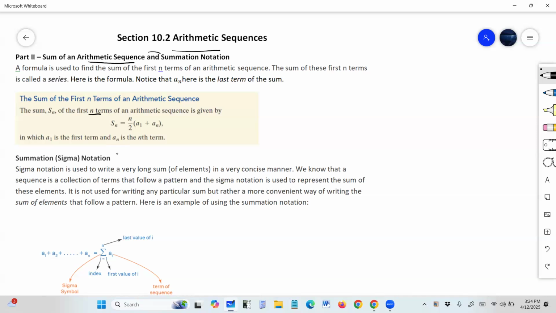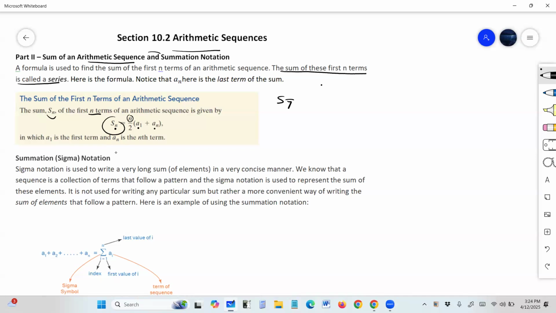So when we are dealing with the sum of the first n terms, we usually call that a series. So there's a formula for the sum of the first n terms of an arithmetic sequence, and this is the formula. Whatever term that you want to stop at, so let's say, for example, at 7, in this case, n would be 7. So it would be n divided by 2, first term plus last term. Okay?